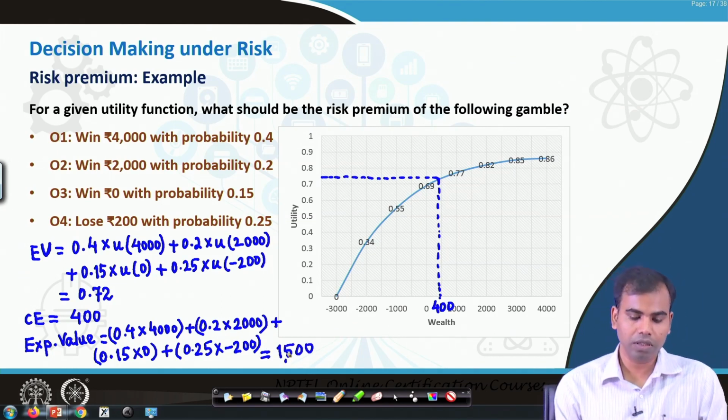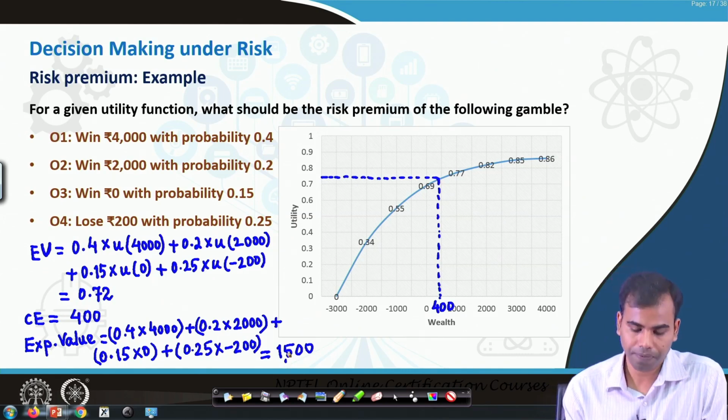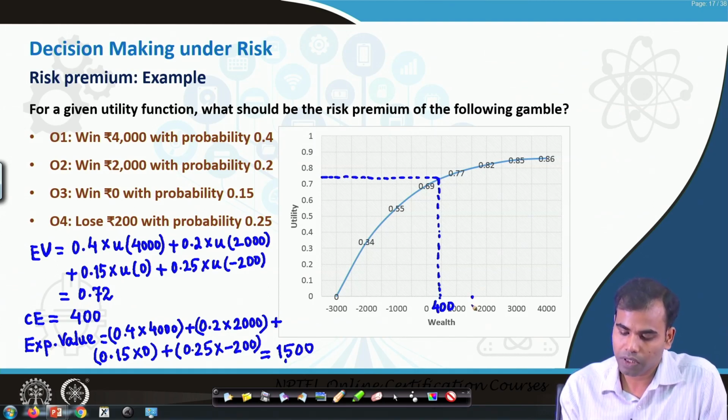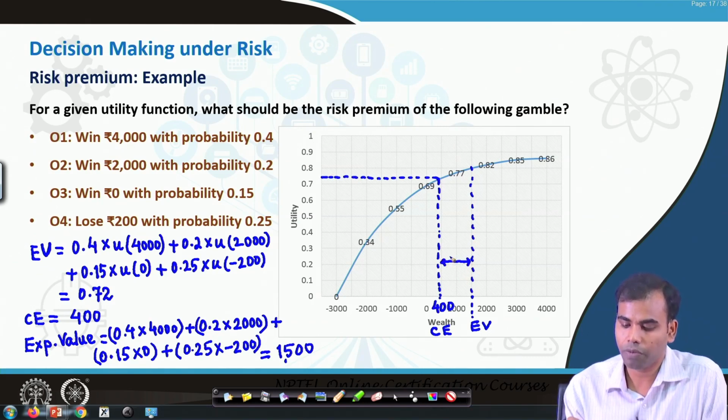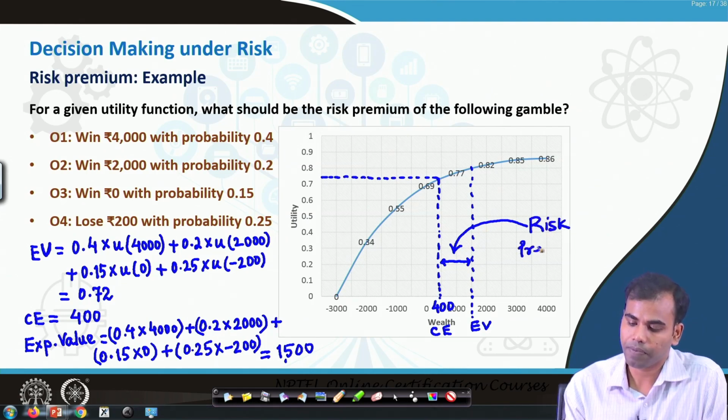If you do the calculation, you will get 1500 here, and as discussed previously, we know that if this is where you have this expected value and this is where you have certainty equivalent, basically this is the extra reward or benefit that you are getting as risk premium.